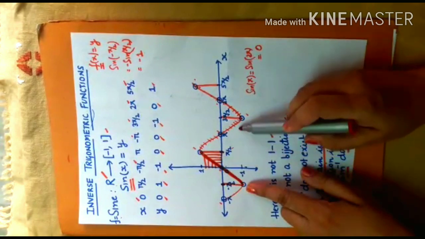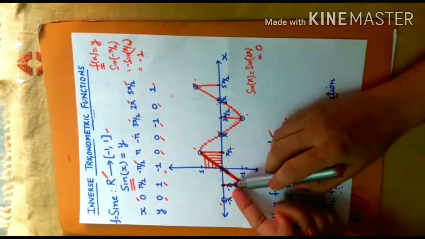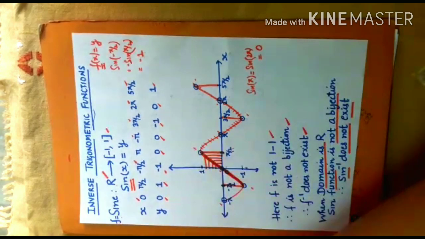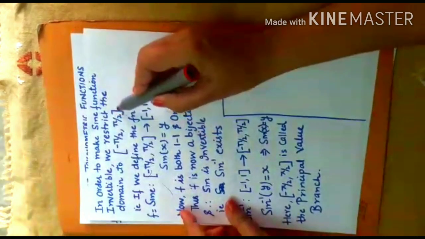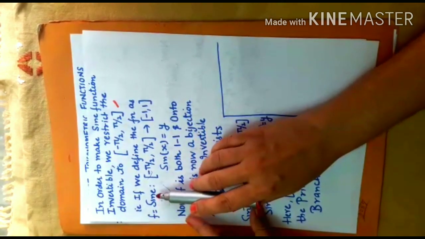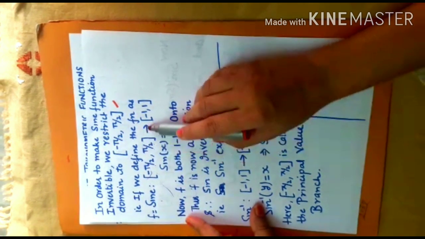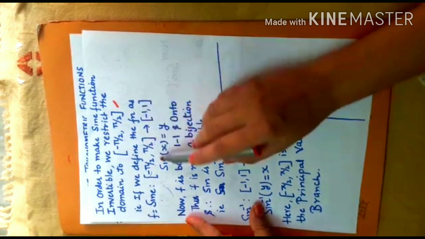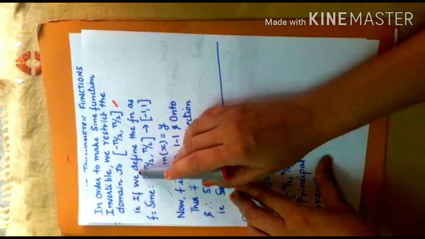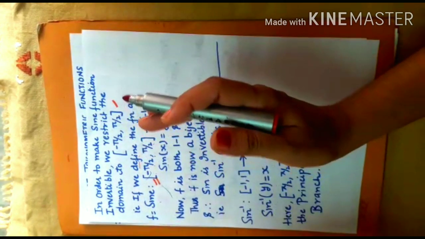Amongst all these branches, this branch, that is minus pi by 2 to pi by 2, if I restrict my domain to this, that is if I define the sine function from the closed interval minus pi by 2 to pi by 2 to minus 1 to 1, defined as sin x equal to y. That is, instead of taking the domain as R, I have taken my domain as this. I have restricted the domain.